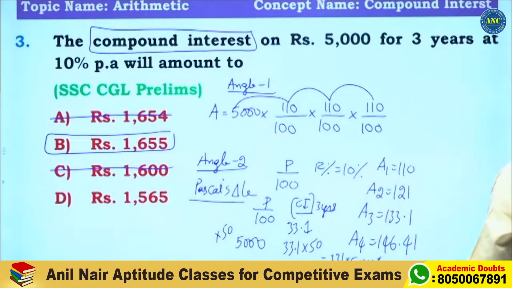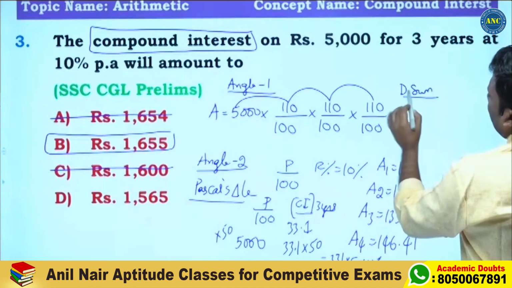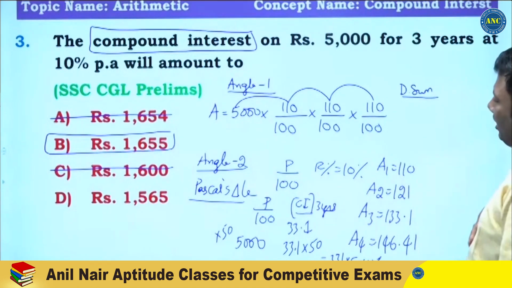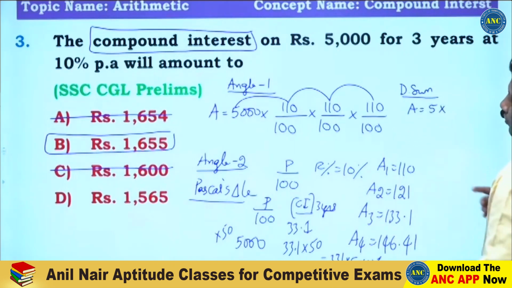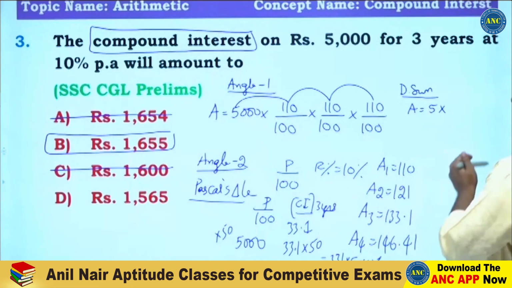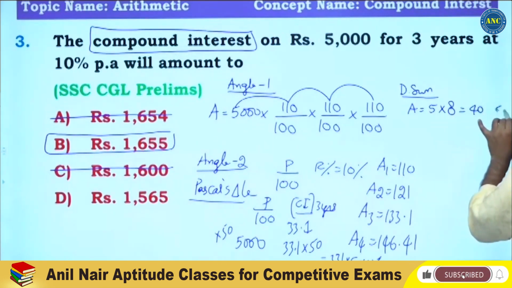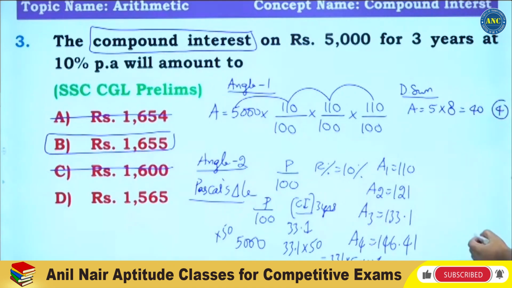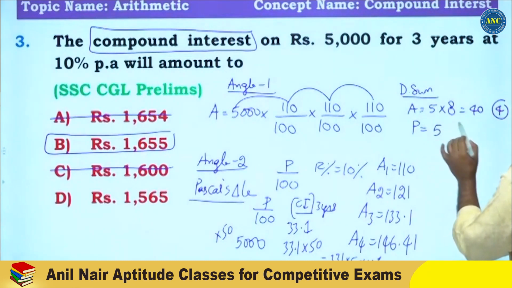Angle 1, listen carefully, sir. What is the digital sum of A? The amount's digital sum: 5,000 into 110 into 110 into 110. 5, 2, 2, 2. 5 eights are 40, and the digital sum of 40 is 4. The amount's digital sum is 4. The principal's digital sum is 5.